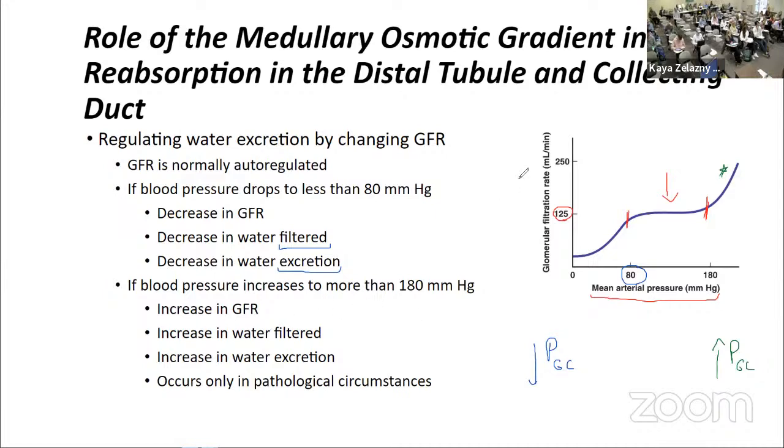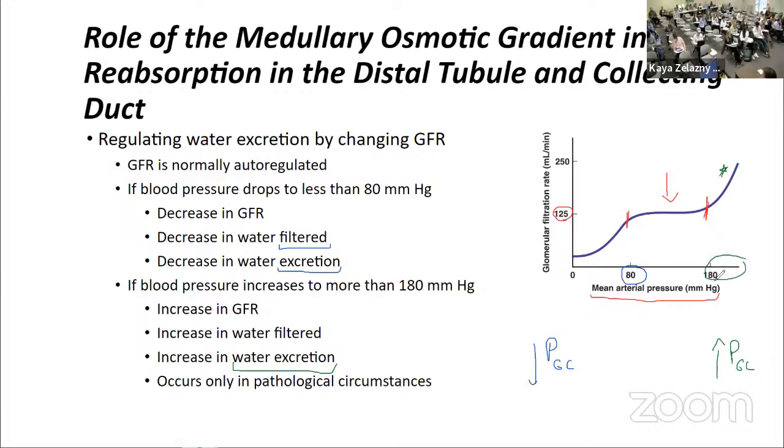So if there's lots and lots of water moving really, really fast, you're going to end up peeing a lot. You're going to increase water excretion, just partially due to how fast that's moving, how much filtrate there is, okay? So this would only be occurring in pathological circumstances. It would be pathological to have a pressure that high, essentially.